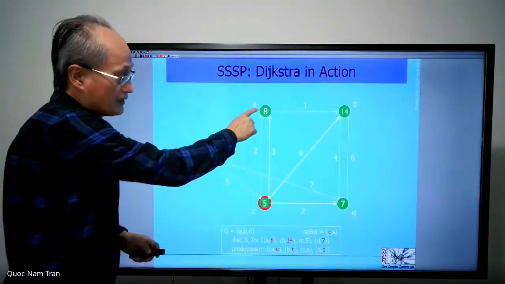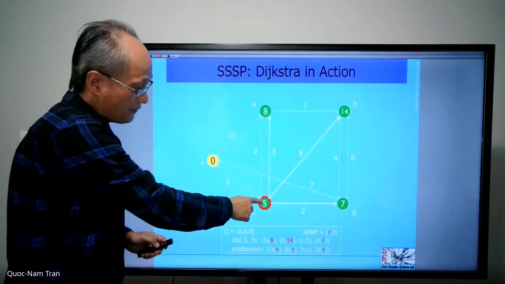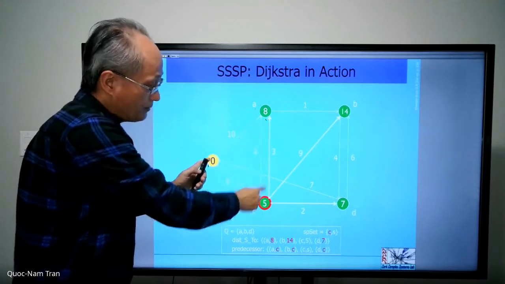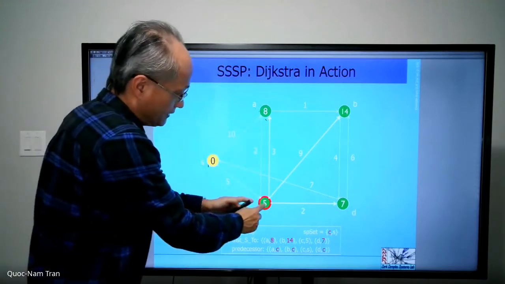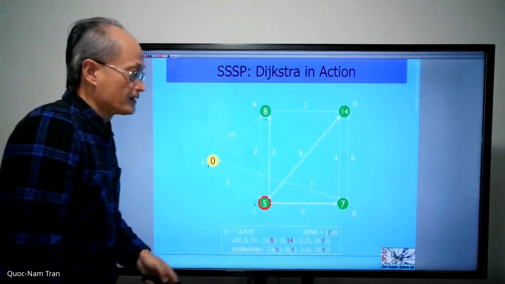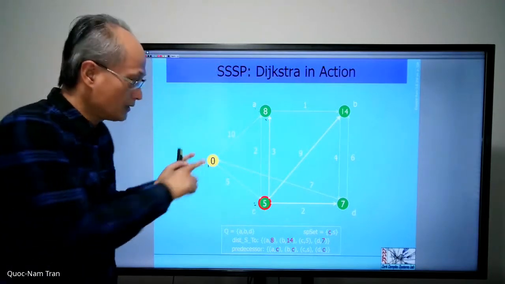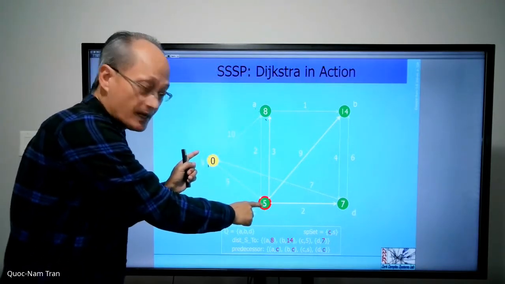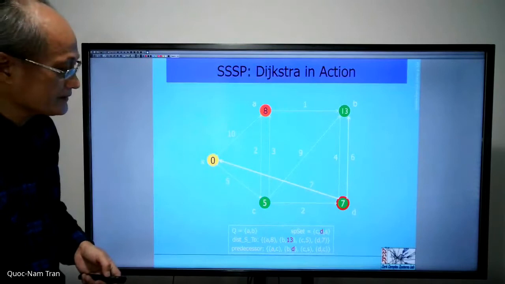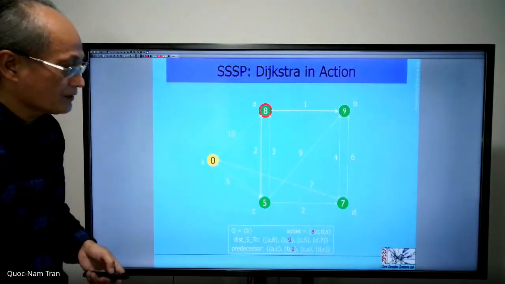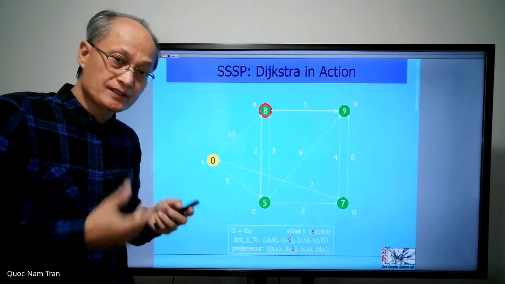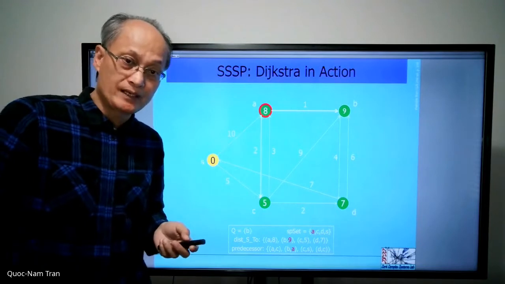Remember that the previous value of A is 10, but once we add 5, we have 5 plus 3, which is smaller than 10, so we update it to 8. Similarly, we have 5 plus 2 is 7, 5 plus 9 is 14. So it will go by looking at the adjacency nodes and then choose the smallest value, etc.